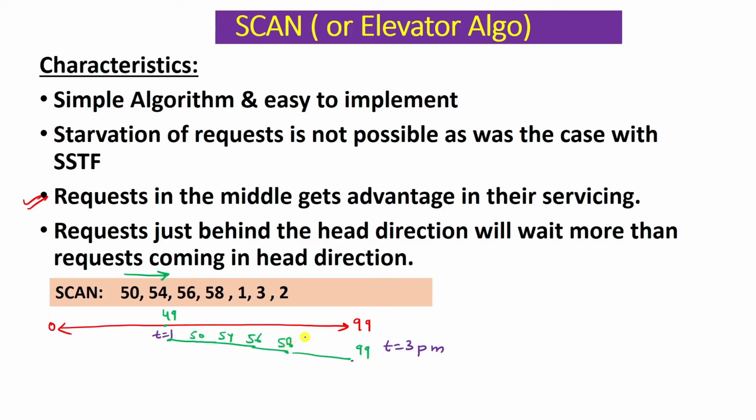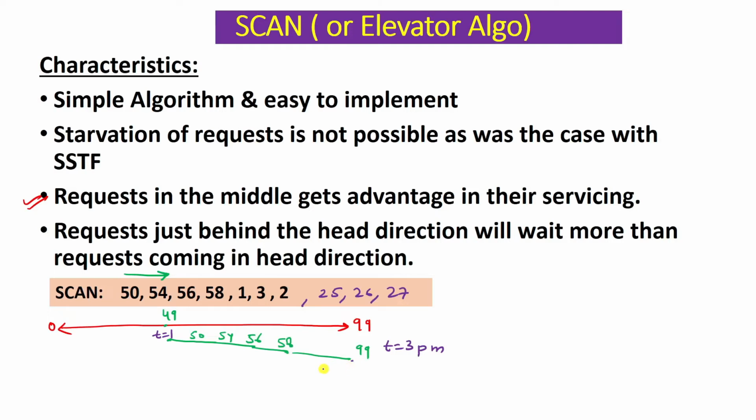So at t equal to 2 p.m. some other requests started to come into this request queue, while we were serving this 58. Let's say those were the requests 25, 26, 27, something like that. So you can see these three requests will be lying here, before 49. Let's say at t equal to 3 p.m. we were here. Now what will happen?